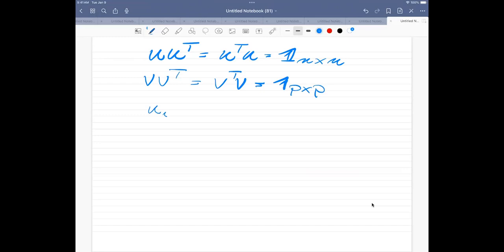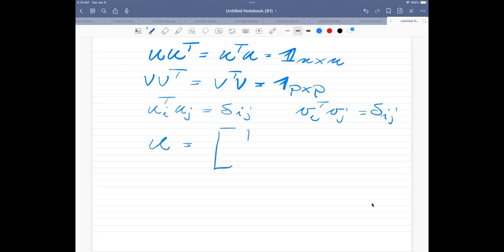It means that U_i times U_j is equal to delta_ij. And similarly, the vectors V_i and V_j are also orthogonal. And we can rewrite these matrices in terms of these vectors. So I would have U_0 up to U_{n-1}. These are just the column vectors, just another way of writing the matrix in a more compact way. I guess you're all familiar with this kind of notation, right?